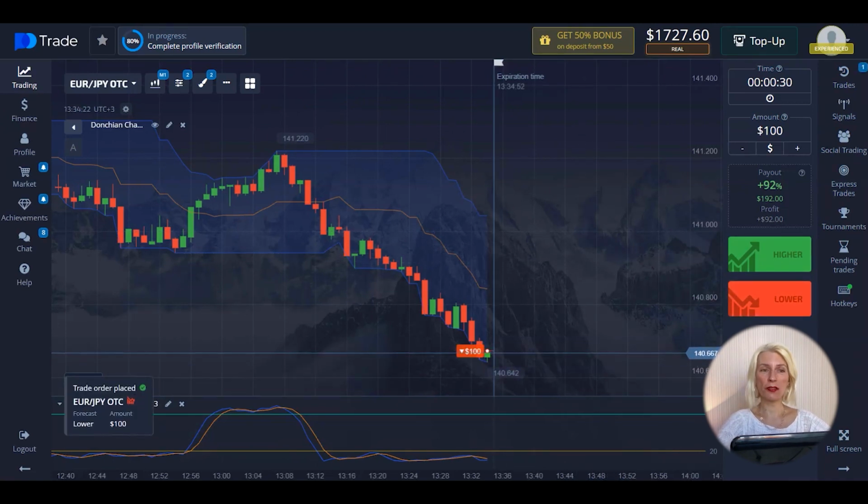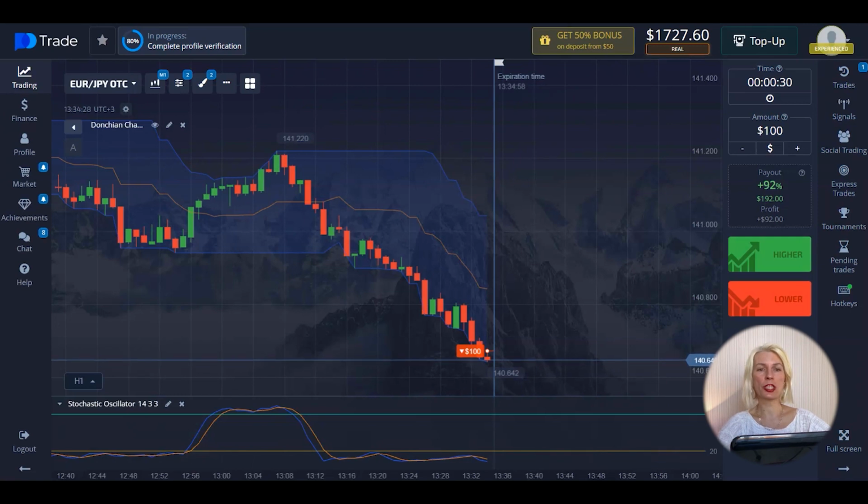And from the analysis of the current situation, I enter a down trade with $100 in. I have chosen this currency pair after doing technical analysis of the charts of different currency pairs.